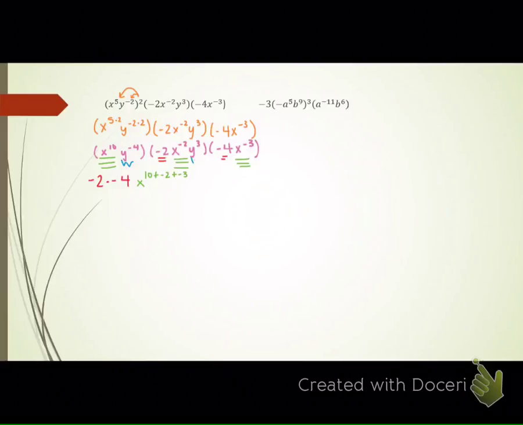Then we're going to look at the y's. And we're going to add those. So we have y to the negative 4th plus 3. So do you see how I looked at each variable separately and I added their exponents together? X just happened to have 3 of them this time.